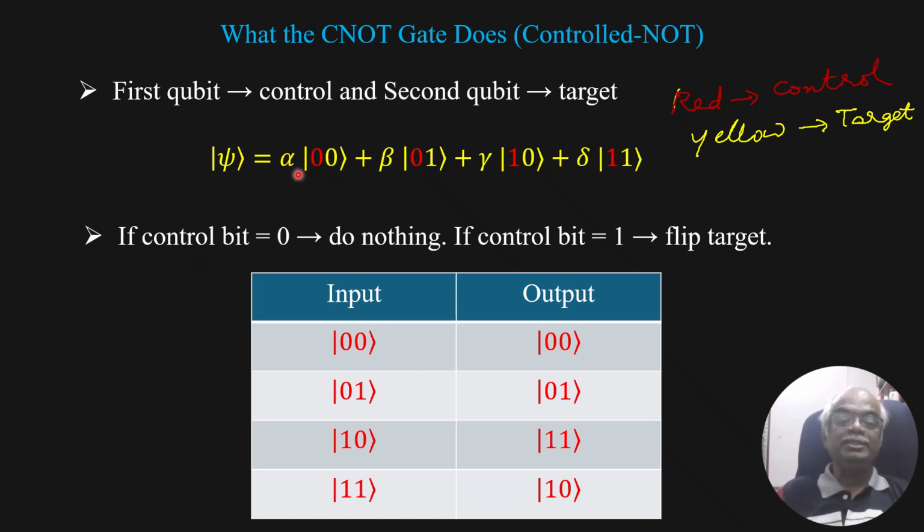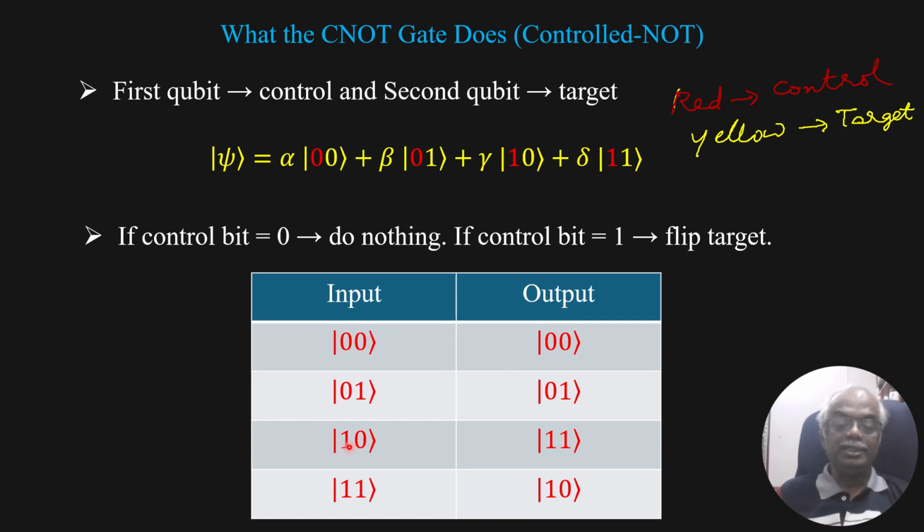If the control bit is 0, in the first two cases, it does nothing. If the control bit is 1, in the last two, then it flips the target. So I will write it in matrix form. This is the input. If the input is 0,0, the first bit is 0, so no change will happen. So this will be 0,0. Then next 0,1. The first bit is 0, so nothing will change. So the output is also 0,1.